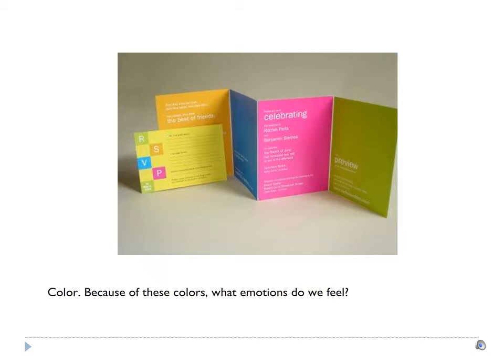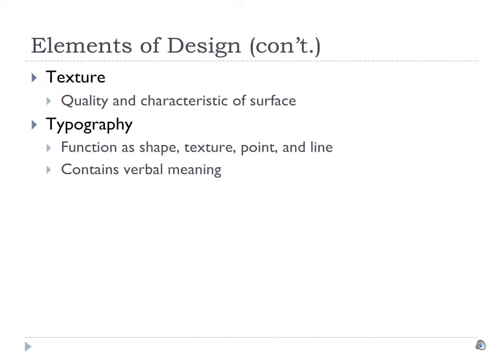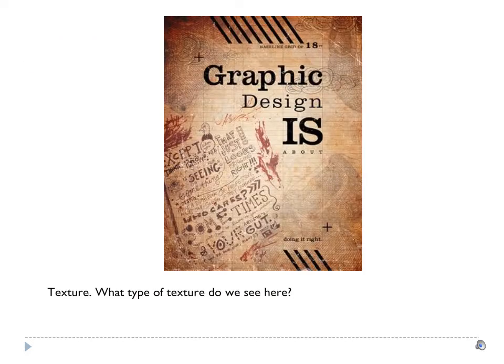Color can impact not only our emotions, but also the psychological impact of a piece. Color can tell us if a design is meant to be serious or funny. The last two elements we will review are texture and typography. Texture is the quality and characteristics of a surface. Typography is the function of shape, texture, point, and line. In addition, the type contains verbal meaning.